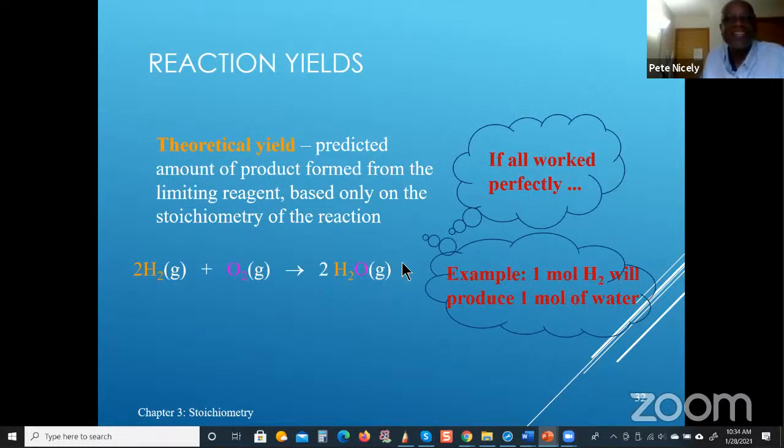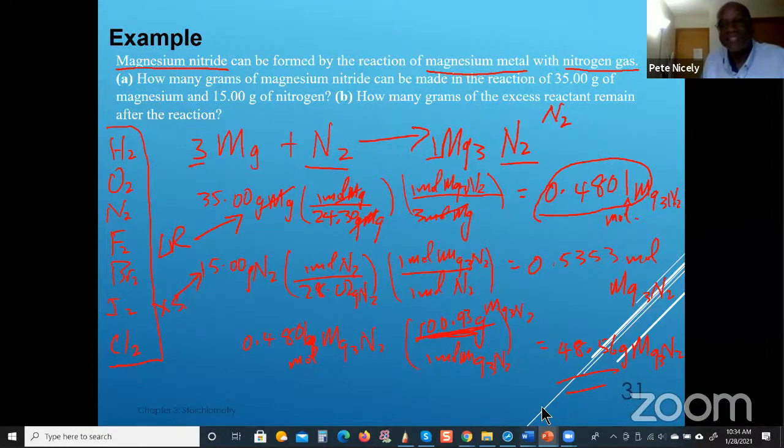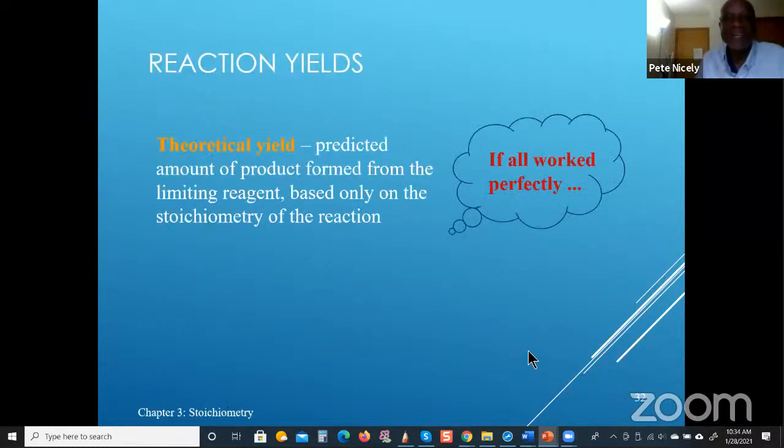Now, the theoretical yield is basically the amount of product that you'd expect to get if the reaction worked perfectly, right? If you were living in a perfect world, then the amount of product that you get in a reaction would be what we call the theoretical yield. And in the previous example that we looked at, we actually calculated the theoretical yield. Let me show you. The theoretical yield that we calculated was right here, the 48.56 grams of the magnesium nitride. This is what you'd expect to get if everything worked well, all right? So that's the theoretical yield.